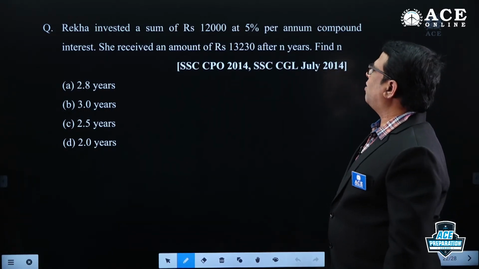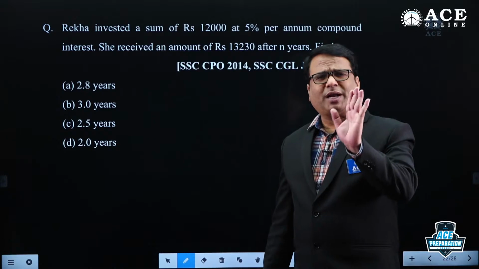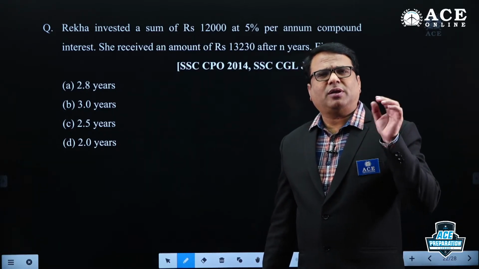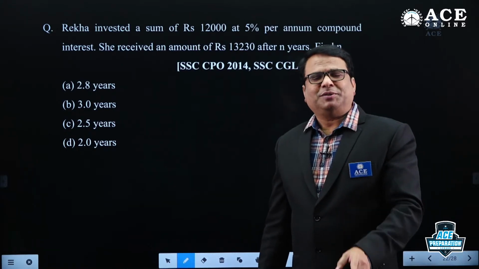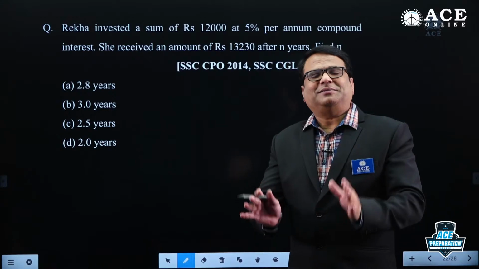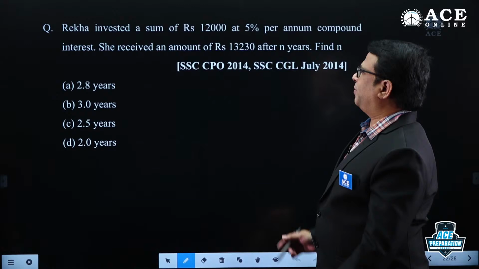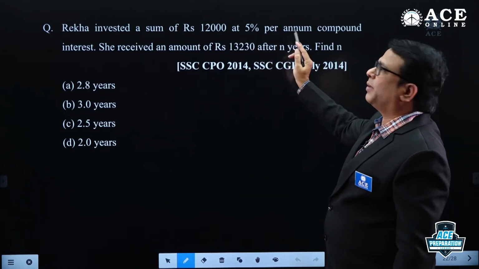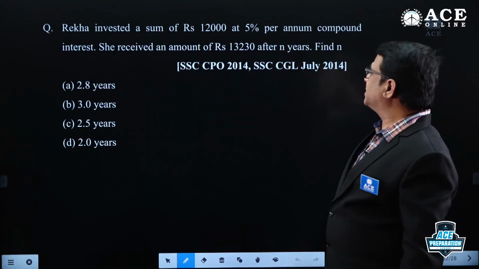Rekha invested a sum of rupees 12,000 at 5% per annum compound interest. It is given as 5% per annum compound interest, but it is not specified whether it is compounded yearly, half yearly, or quarterly. And when nothing is specified, you can take it for granted that it is compounded yearly. So she is investing 12,000 rupees at 5% per annum compound interest. After 2 years, she is getting back how much?